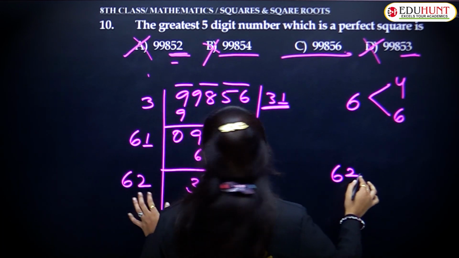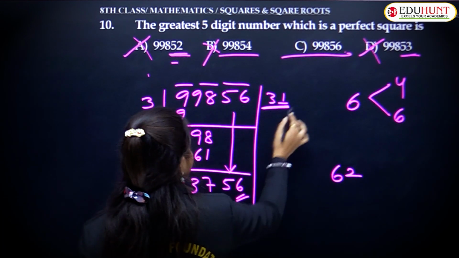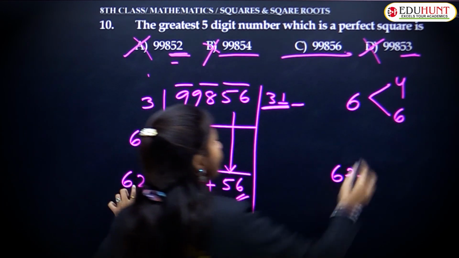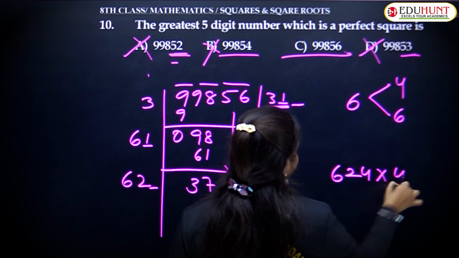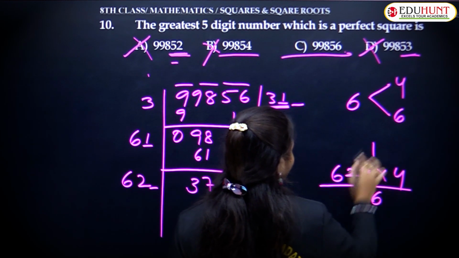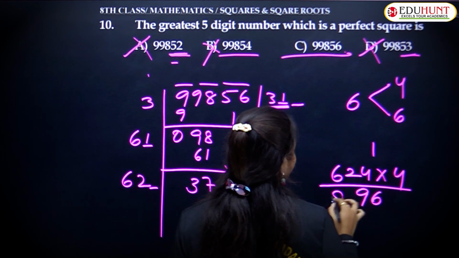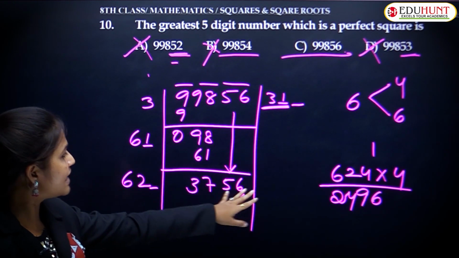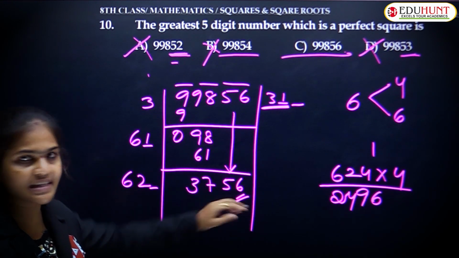So 62, and here we keep the same digits, no? These two places we have to keep the same digits. So if you keep 4 here, then multiply with 4. 4 4s are 16, 4 2s are 8 plus 1 is 9, 4 6s are 24. Okay, still the required number is not reached. So 2496 is very much less than 3756.